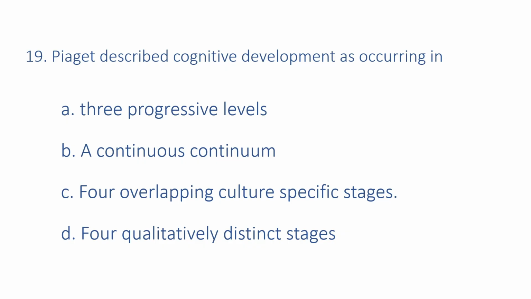The next question. Piaget described cognitive development as occurring in three progressive levels, a continuous continuum, four overlapping culture-specific stages, four qualitatively distinct stages. The correct option is D, four qualitatively distinct stages. Piaget proposed four sequential stages of development, that is sensorimotor, pre-operational, concrete operational, and formal operational. Each stage represents a unique, qualitatively different way of thinking.